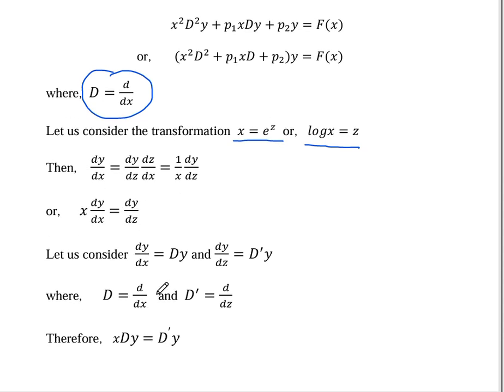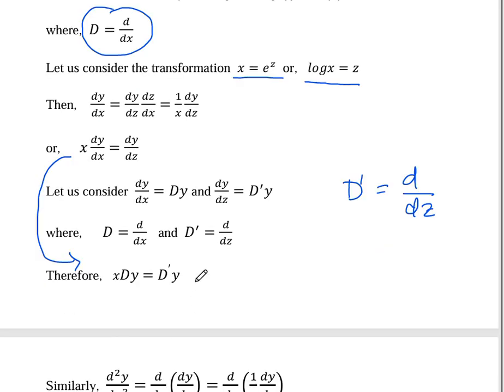Next, let us consider dy/dx equal to D y. Already we have D meaning d/dx, and for d/dz we take D dash. So D dash means d/dz, that we have already written. So here x D y becomes x D y equal to D dash y.